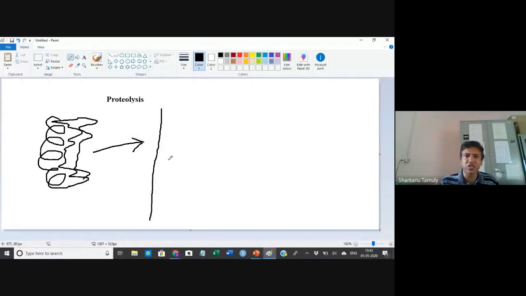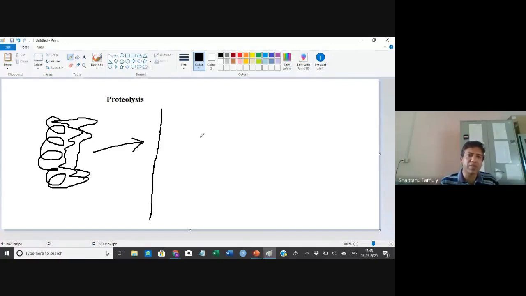Proteolysis means you break the protein in such a way that proteins are broken down into respective amino acids. If a protein is made up of 100 amino acids, then all the 100 amino acids get separated from each other. That is called proteolysis. So proteolysis ensures complete destruction of the protein.